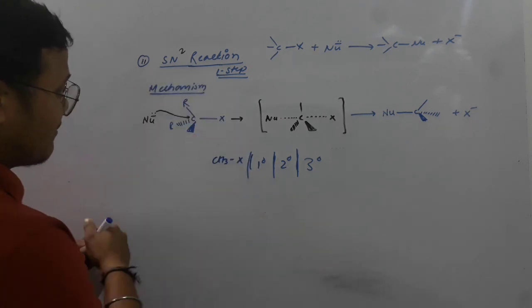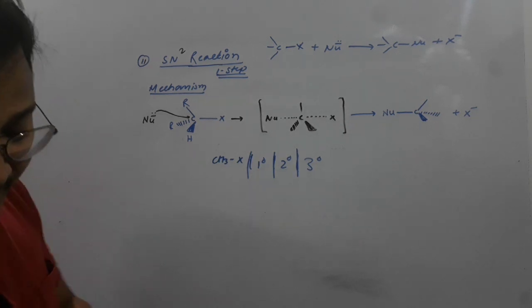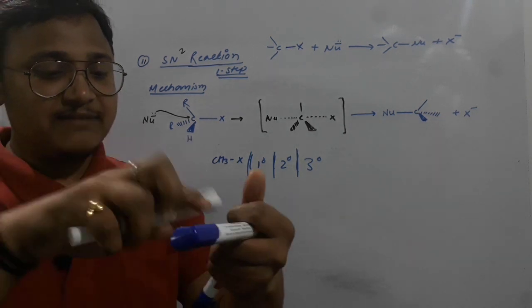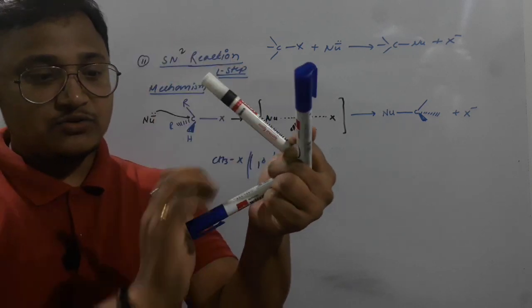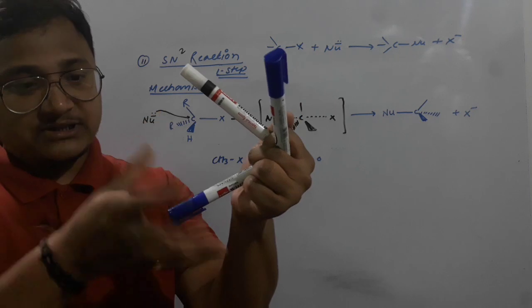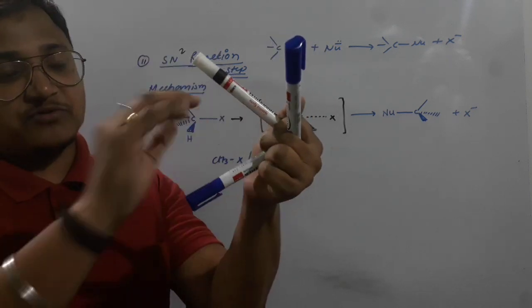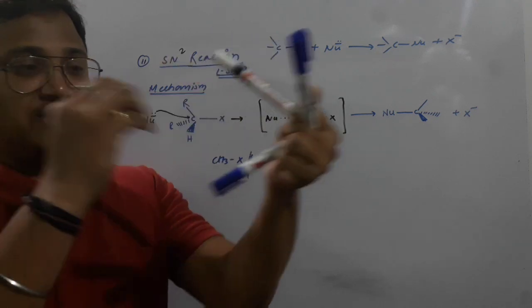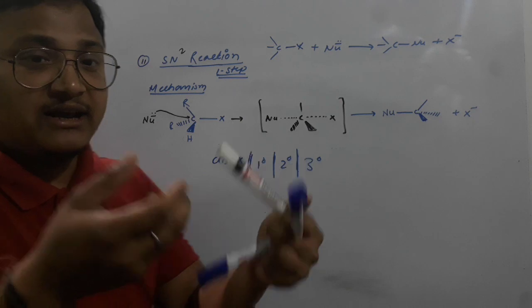In 2 degree, consider we are having 1 hydrogen. Let's have a look here. Consider a methyl group and hydrogen. So this point is vacant, right? Only hydrogen will be attached here. So half of the portion is completely free. So it can come and attack here easily with respect to 3 degree.